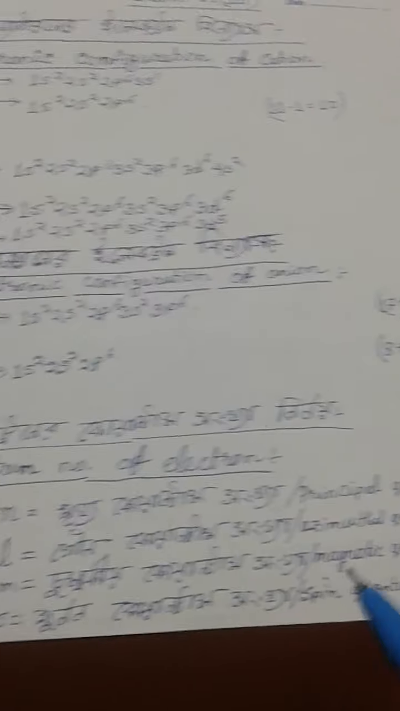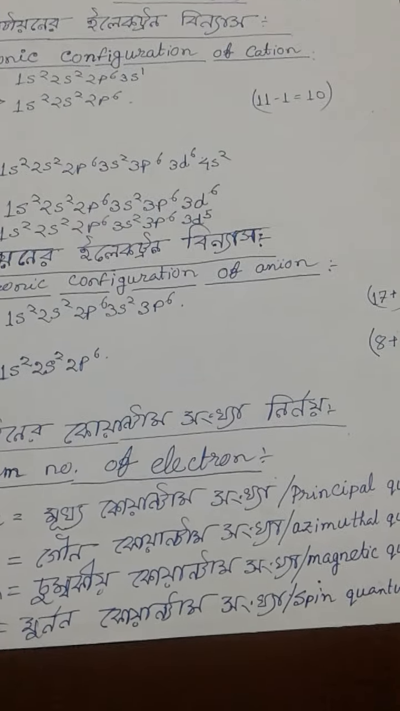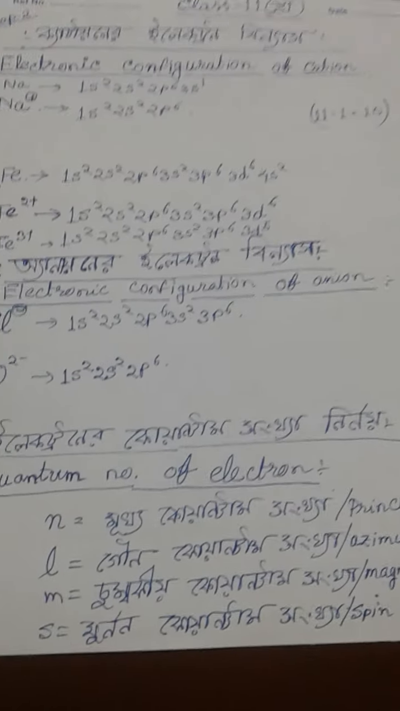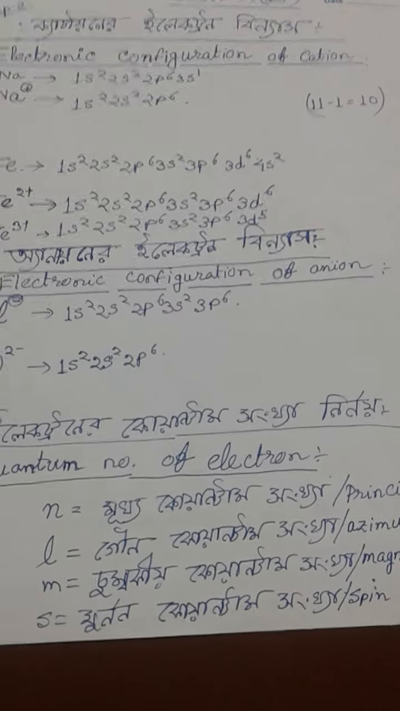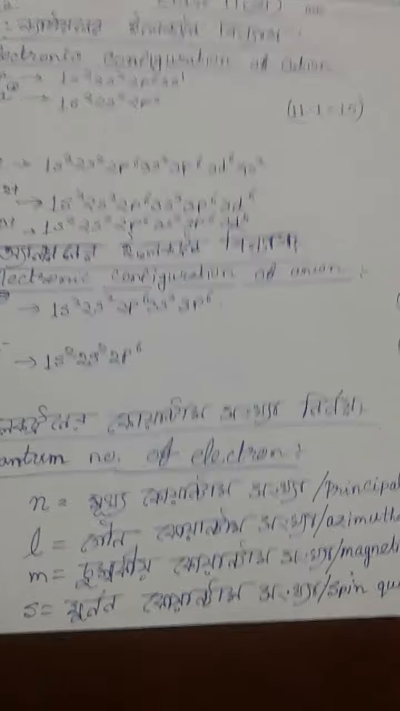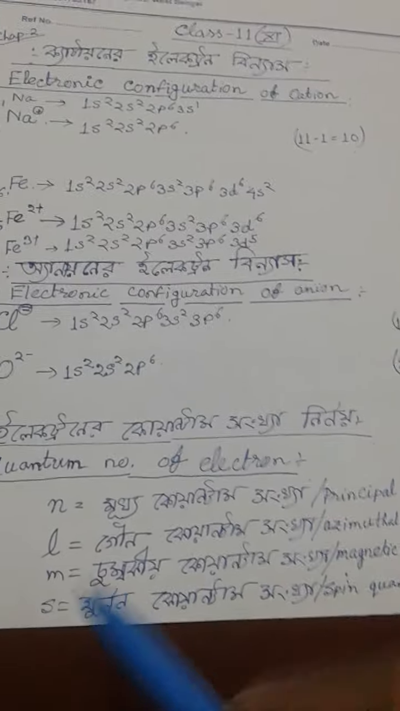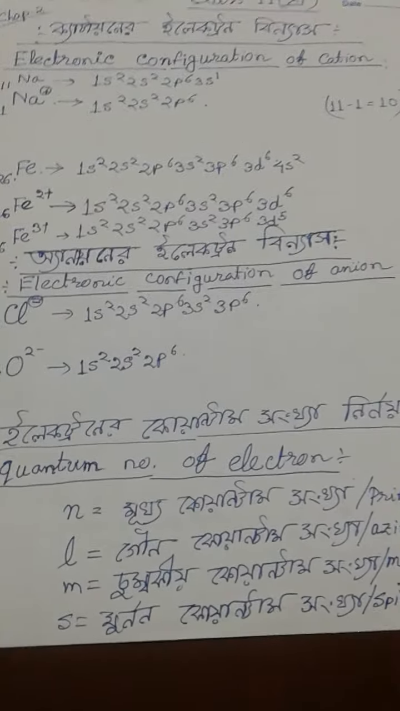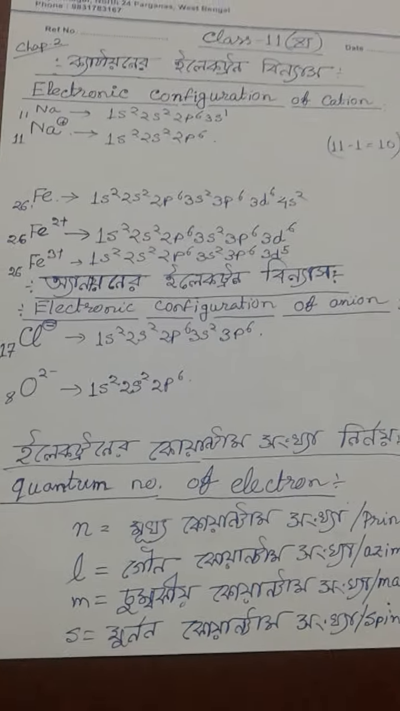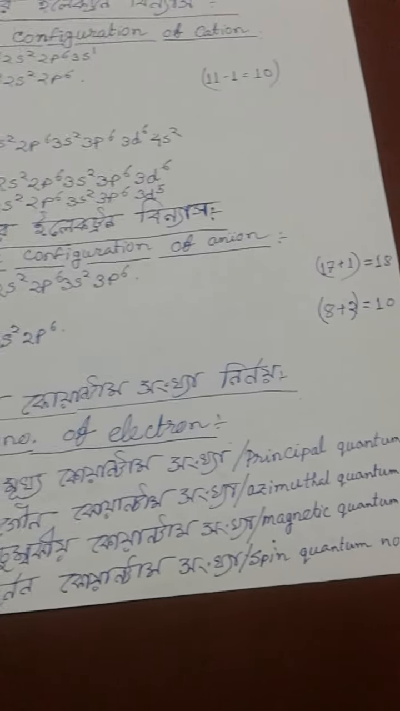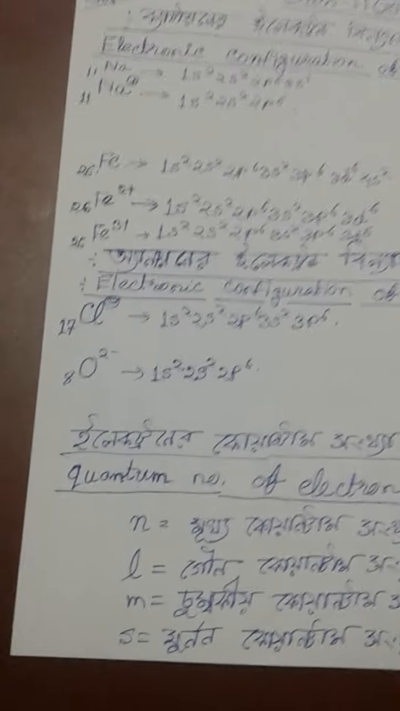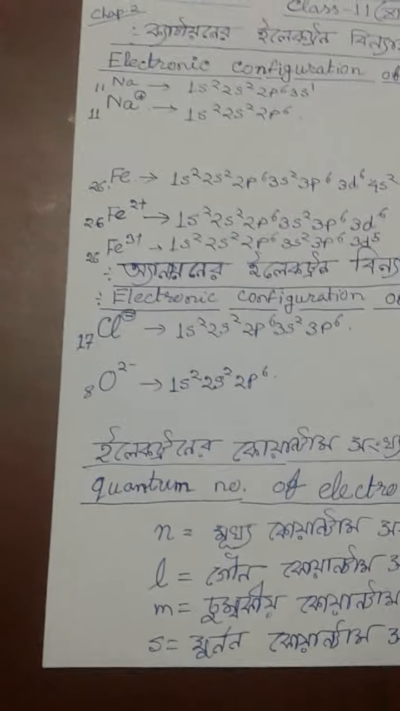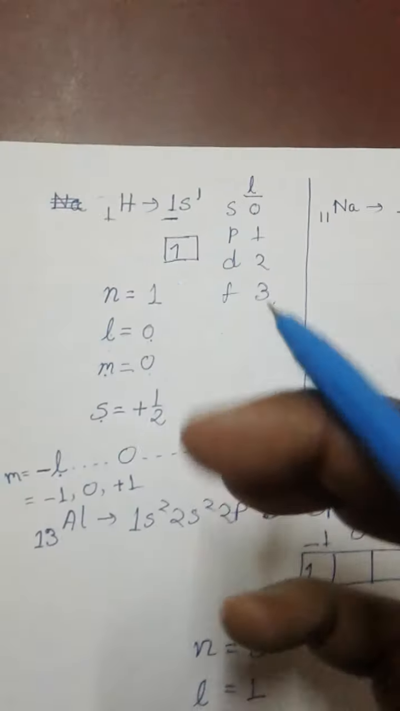And M is the orbital. These are the boxes: in S there is 1 box, in P there are 3 boxes, in D there are 5 boxes, in F there are 7 boxes. These are the magnetic quantum number. And S means the spin quantum number, that is, the electron rotates in either of 2 directions, clockwise or anti-clockwise. So there are 2 spin quantum numbers. So we can identify each electron by using these 4 quantum numbers for every electron.